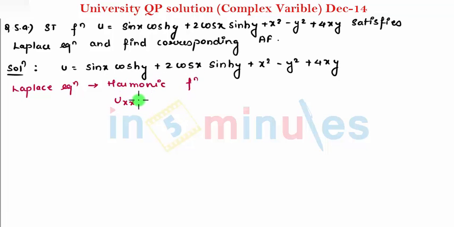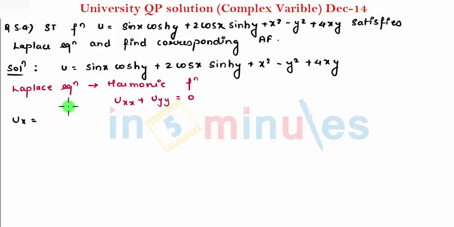That means I need to prove uxx plus uyy should be equal to 0. So we need to prove that it's satisfying harmonic function. We need to prove uxx plus uyy is equal to 0. Let's start with finding ux.